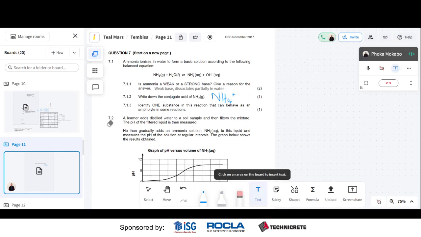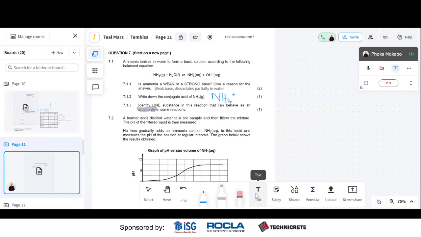Then, 7.1.3, identify one substance in this reaction that can behave as an amphiprotic substance. This word amphiprotic means basically that it's a substance that can act as either a base or an acid, depending on the specific need in the reaction. So sometimes it'll act as a base, sometimes it'll act as an acid.